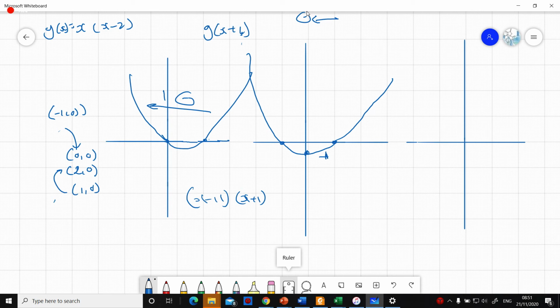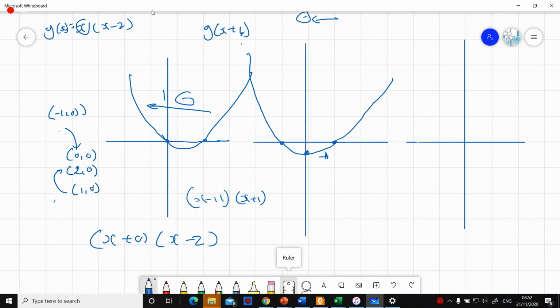Minus 1 as our y-intercept. How do I know this? Because it's x plus 1. We know that we have x by itself. This in essence should be x plus 0 and x minus 2, but we don't write plus 0. We leave it as normal x.